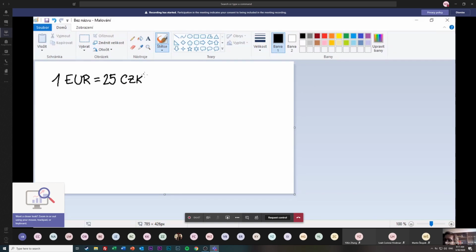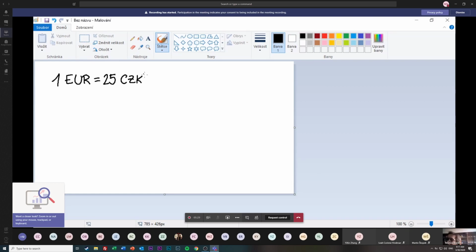So what is it? The exchange rate. The exchange rate says how many domestic currency units you must pay for one foreign currency unit. How many domestic currency units you must pay for one foreign currency unit.